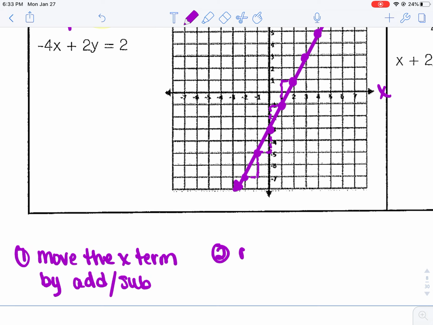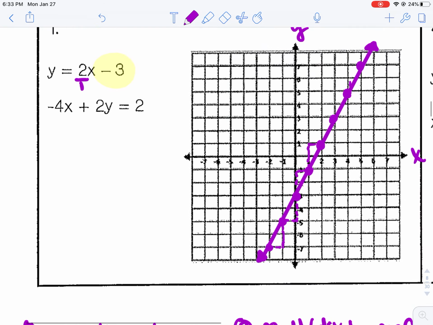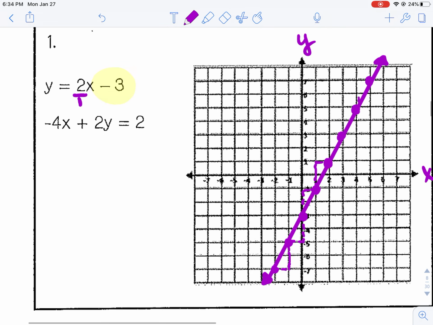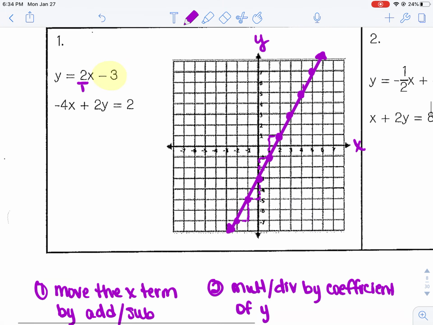The second thing you're going to do is multiply or divide by the coefficient of y. Okay, so you're doing the opposite of what's there, or the inverse operation. So looking at this second equation here, it's not in slope-intercept form. That first step down at the bottom, maybe I should zoom out a little bit, is to move the x term by adding or subtracting. So I'm going to add 4x. I'm going to do the opposite of what's there on each side of the equal sign.